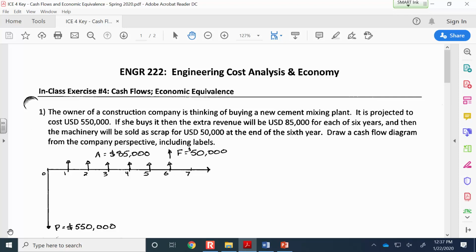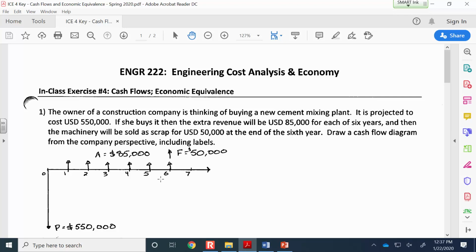Any questions on the first one? It's a little tricky when it says at the end of the 6th year. So here is the first year. From 0 to 1 is the first year. From 1 to 2 is the second year. 2 to 3 is the third, fourth, fifth, 6th year. So the 6th year goes from 5 until 6, and the end of the 6th year is at the mark for 6.